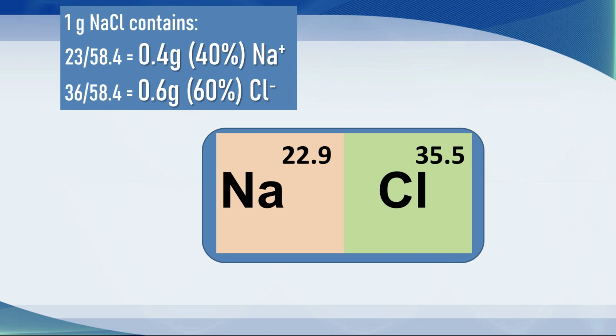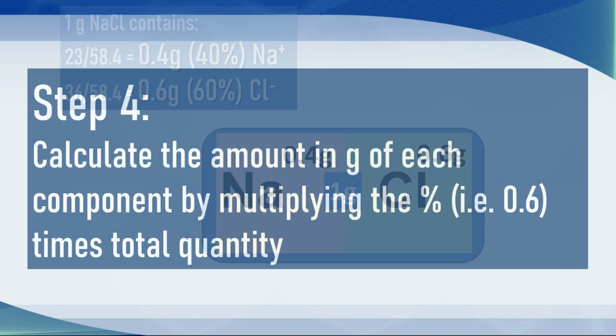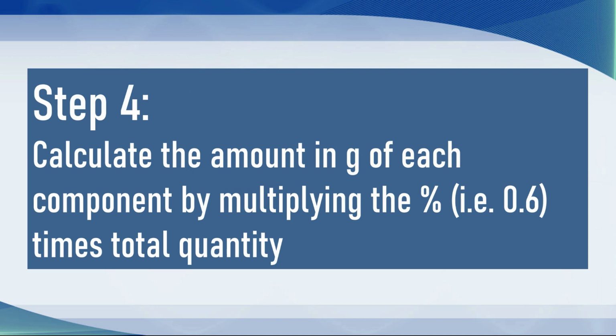Similarly, if we divide 36 by 58.4, that's the atomic mass of chloride by the molecular mass of salt, this works out at 0.6 grams of chloride per 1 gram of salt, or it's 60% chloride. Step 4 involves calculating the amount in grams of each component by multiplying the proportion, i.e. 0.6, times the total quantity.